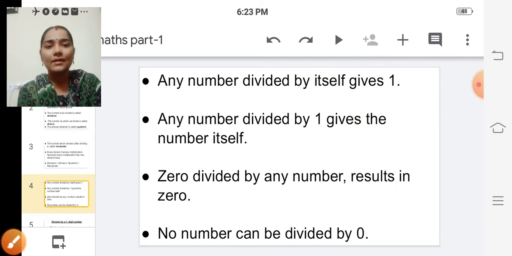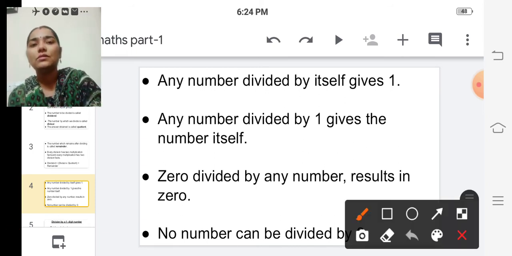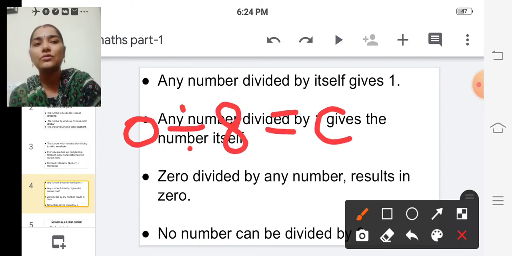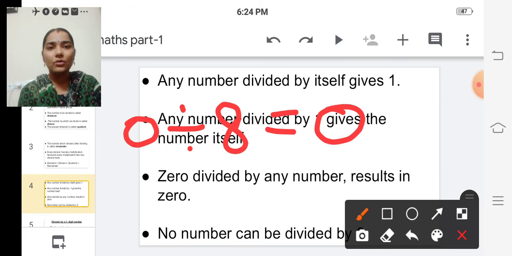Clear? Yes. 0 divided by any number results in 0. 0 divided by any number is equal to 0. Okay.